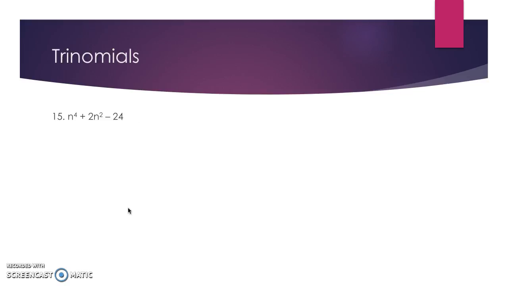Here are trinomials. So we have n to the fourth plus 2n squared minus 24, which factors into n squared plus 6 and n squared minus 4. You're looking for factors of 24 that when added together equal 2. Then you can go ahead and break down even further that n squared minus 4 into n plus 2 and n minus 2. We can't break down the n squared plus 6, that is prime.